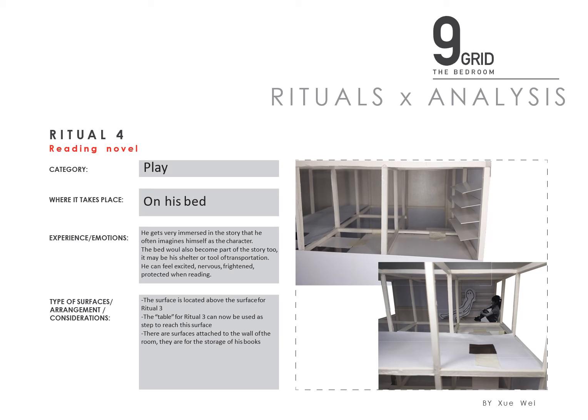The surface is located above the surface for ritual 3. The table for ritual 3 can now be used as a step to reach this surface. There are surfaces attached to the wall of the room. They are for the storage of his books.